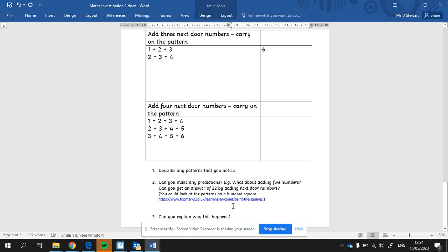And this is the one where it would be most appropriate to have a look at a 100 square to see if you can see any patterns of what these answers are going up in. And for the other two, you're looking for patterns of odd and even numbers. And then I'm going to go through what patterns you can observe and some ways of explaining them in the feedback video.